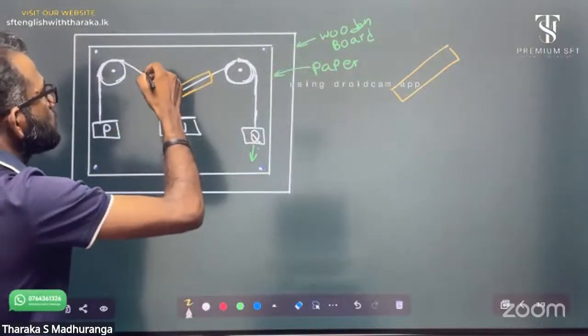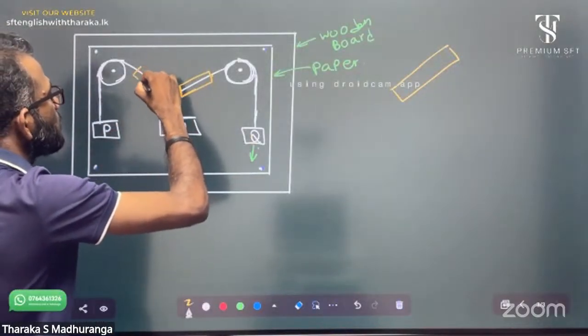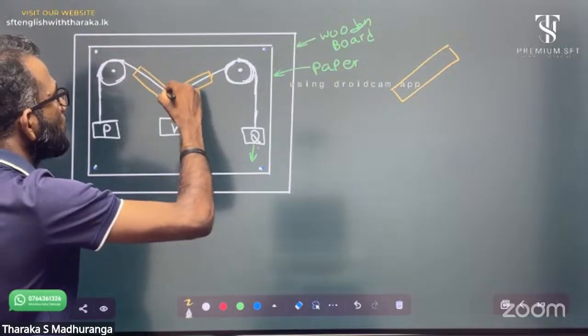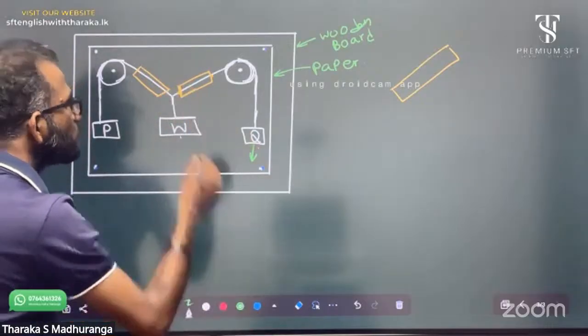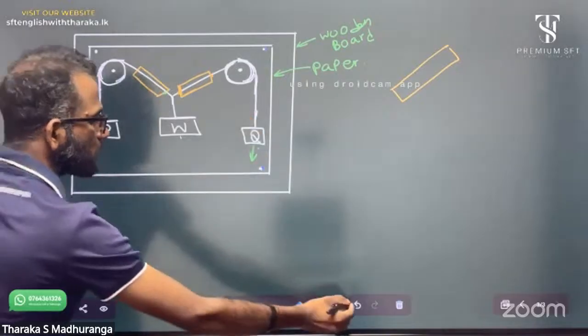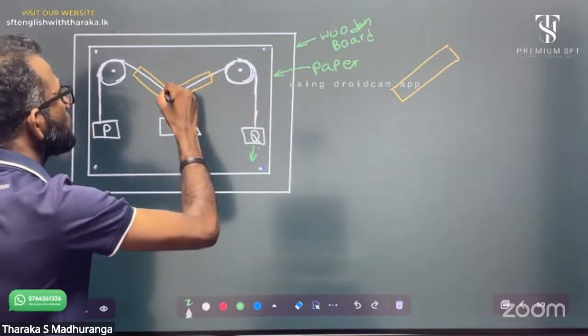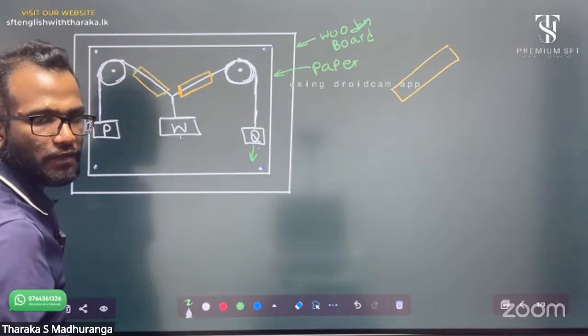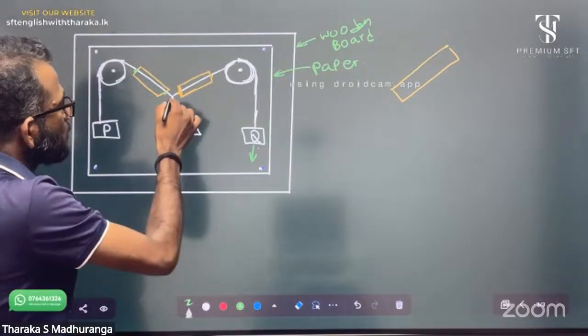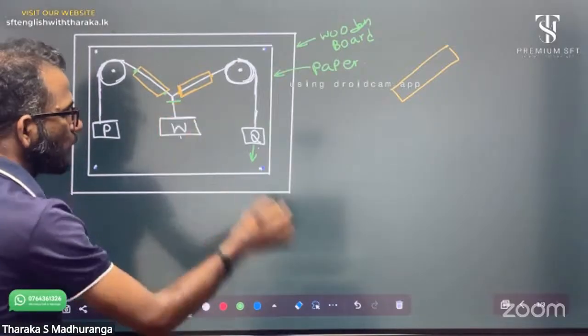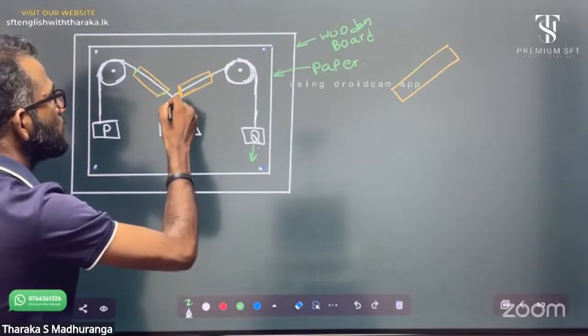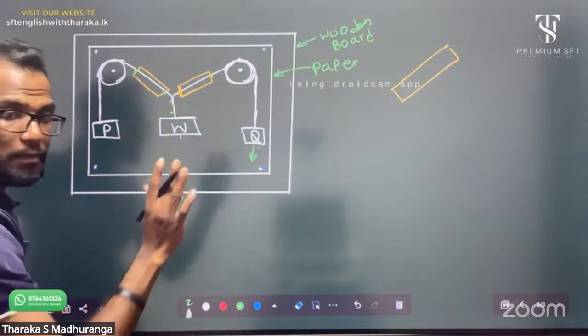And place this plain mirror on this string and mark two points. Reflection mark on the paper. This string also, you can mark two points on the paper using the mirror. Right? I will show how to mark with the mirror.